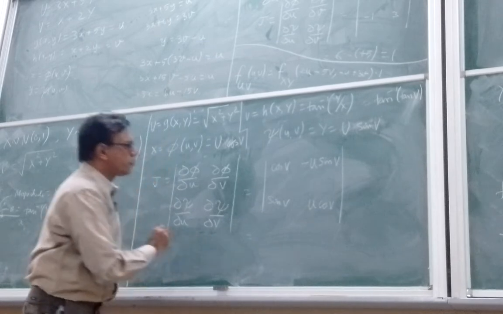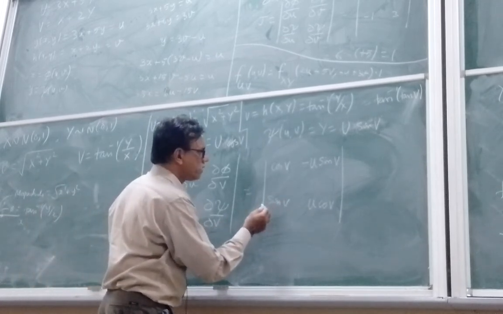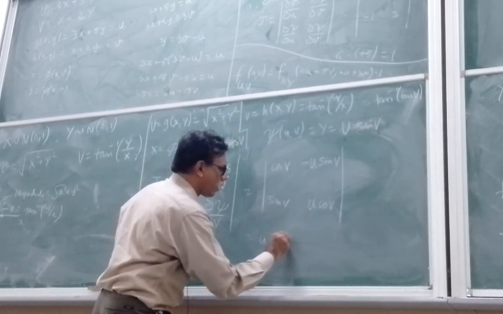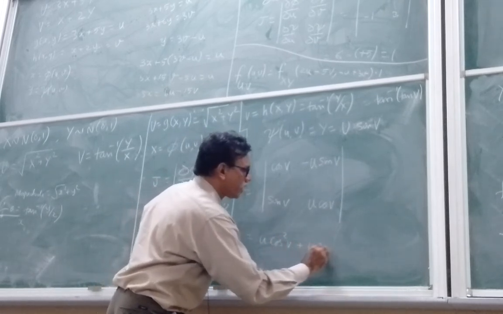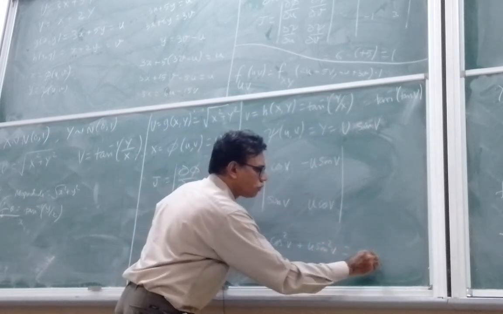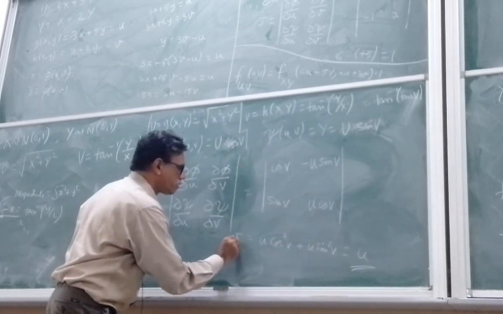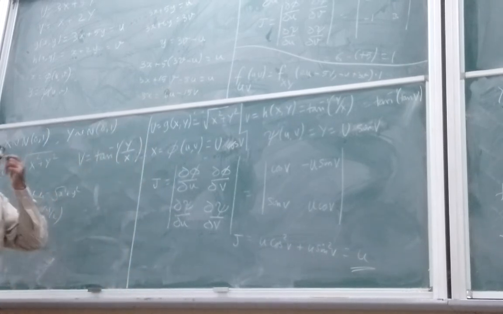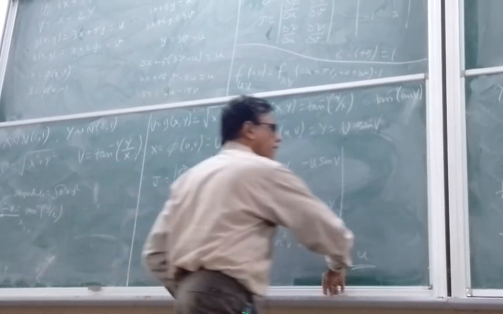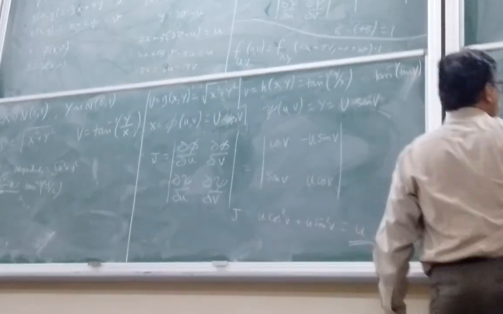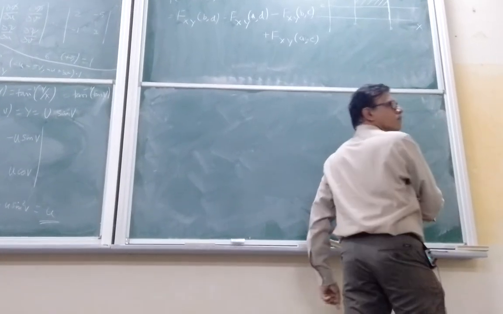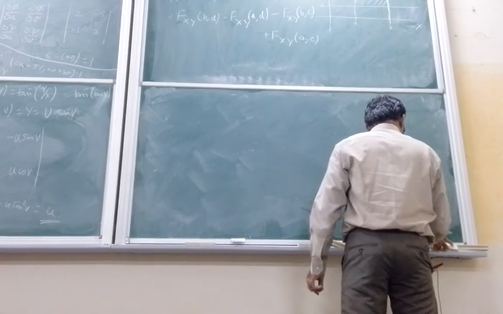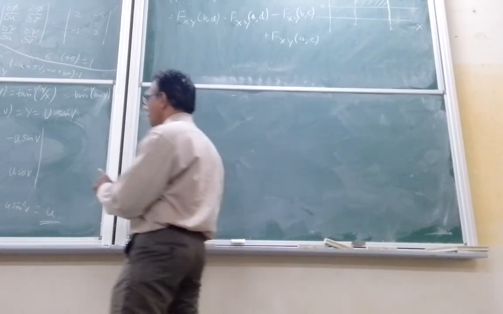So if you look at this one, the Jacobian: u into cos squared v minus of minus, plus u into sin squared v, that is equal to u. So the Jacobian is just u itself. Then now what we have to do?